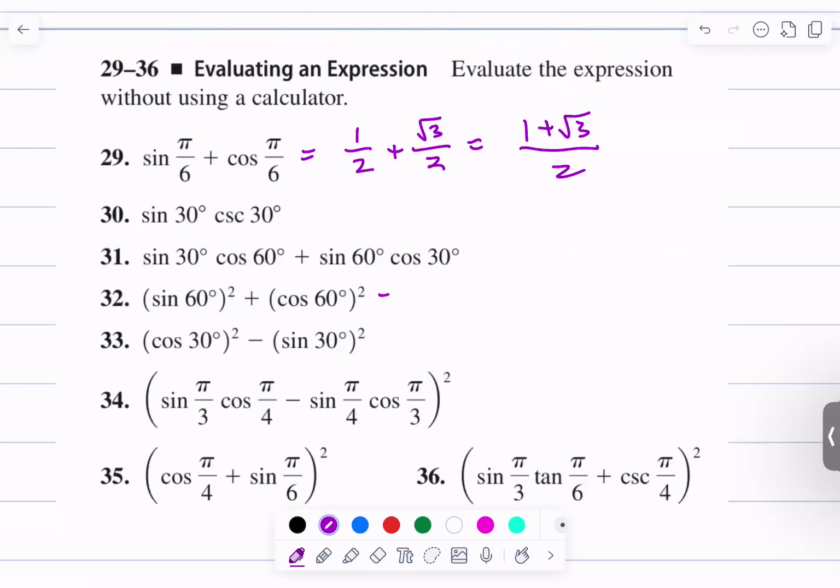What's the sine of 60? Square root of 3 over 2 squared plus the cosine of 60, 1/2 squared, which would be 3 over 4 plus 1 over 4, which is 4 over 4, which is 1.